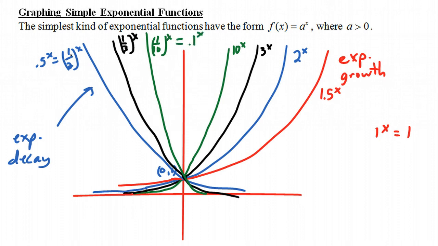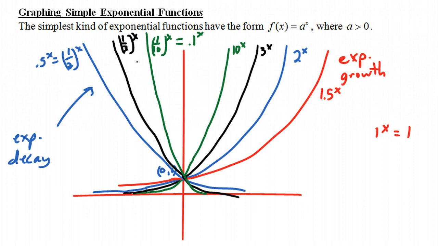If your a here, like 1/2 or 1/3 or 1/10, if your a is less than 1 but it's still positive, notice the 1/2, 1/3, 1/10 are less than 1 but still positive, we get what's called exponential decay. And if your a is bigger than 1, we get exponential growth. And moreover, if your a is bigger than 1, like for these numbers 10, 3, and 2, the bigger your number, the steeper the graph is going to be.